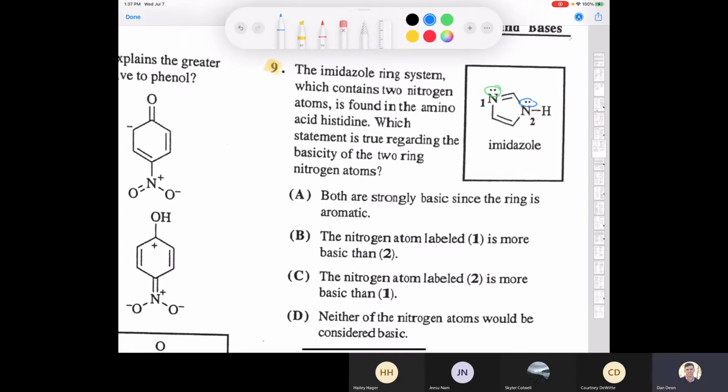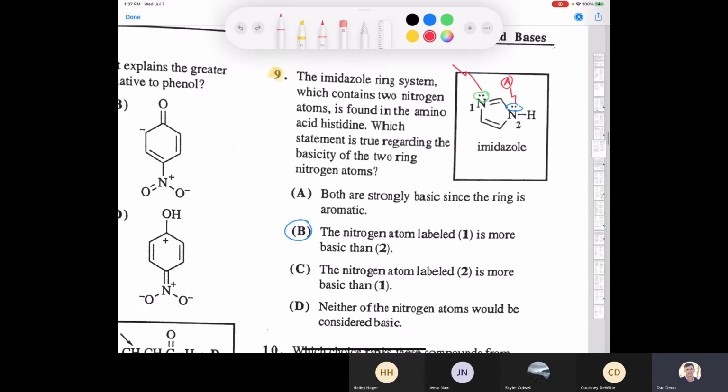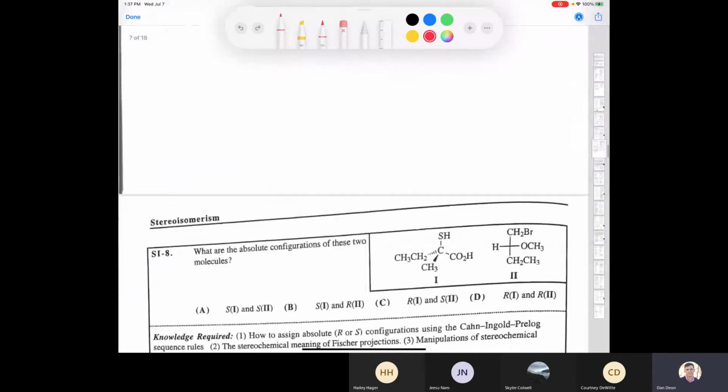Yeah, I agree. The nitrogen atom labeled 1 is going to be more basic. Why? Because this lone pair is not participating in aromaticity, whereas these ones here, the ones on number 2, are participating in aromaticity. Remember, when you have a lone pair and a pi bond on an atom, both of them are not going to contribute to aromaticity. And so the lone pair that I have circled in green is going to be basic because it's not participating in aromaticity. All right, let's take a look at some questions that involve stereochemistry.